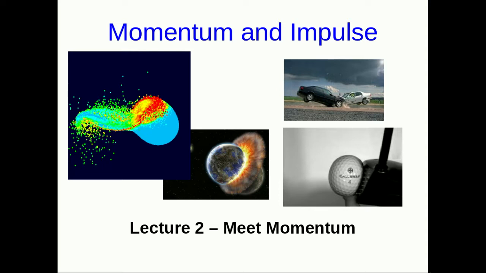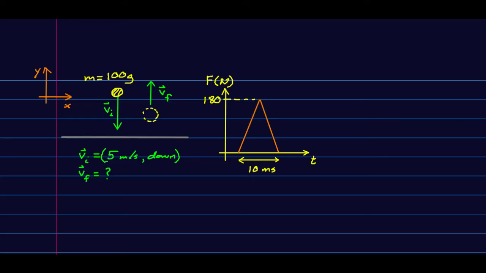And in the last lecture we met impulse. In this lecture we're going to meet momentum. And at this stage it's not going to look very useful. It's going to look more or less like a calculational trick. Momentum will come into its own in the next lecture when we look at how to use it to analyze collisions.